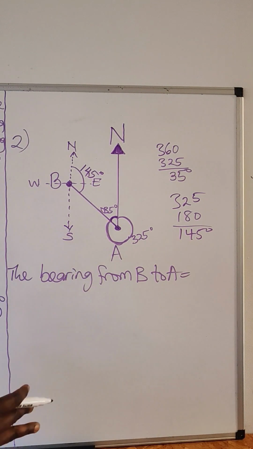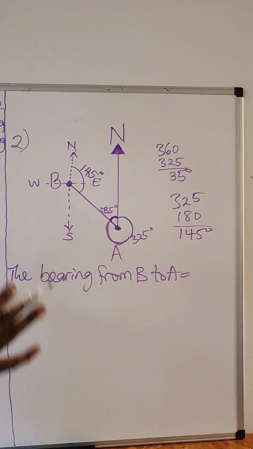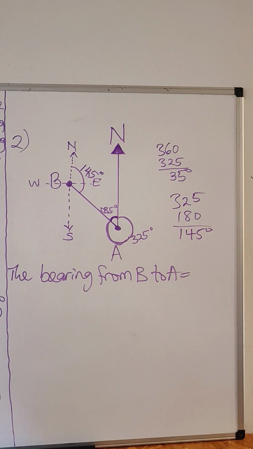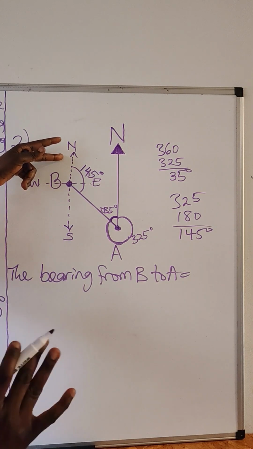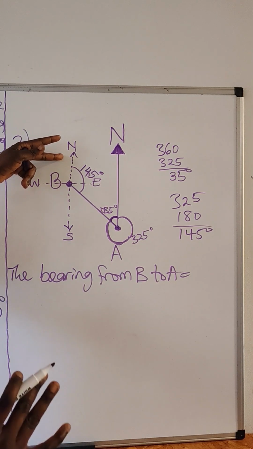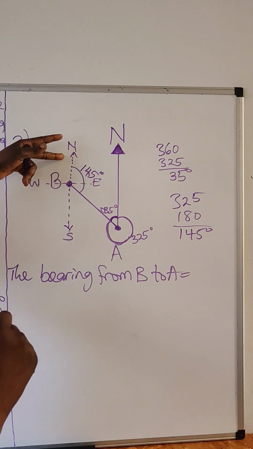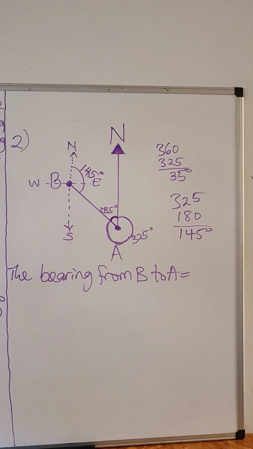So in both ways, we still arrive at the same answer. The answer is the bearing from B to A is 145 degrees. And we can also say the bearing of A from point B.